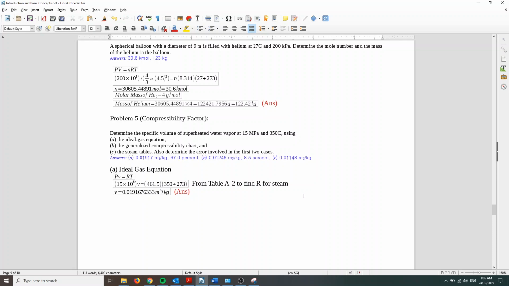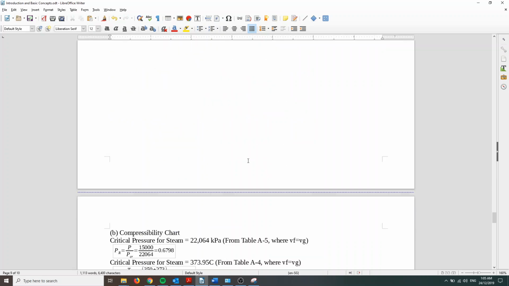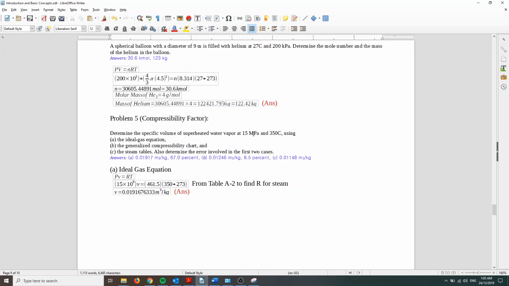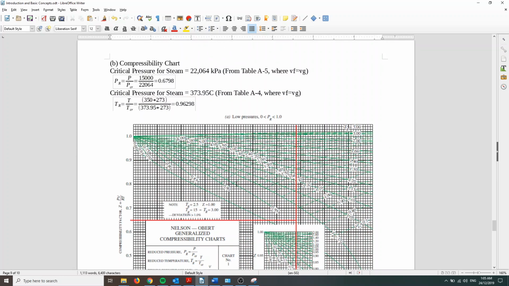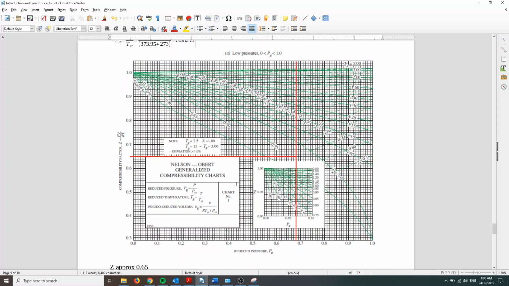Next, generalized compressibility chart. Let's do this step by step. We are given the pressure of 15 megapascal and a temperature of 350 degrees Celsius, so let's take note of that. How do we tackle this problem? First things first, let's make use of this Nelson-Obert generalized compressibility chart, trying to find as many reduced values as I can.